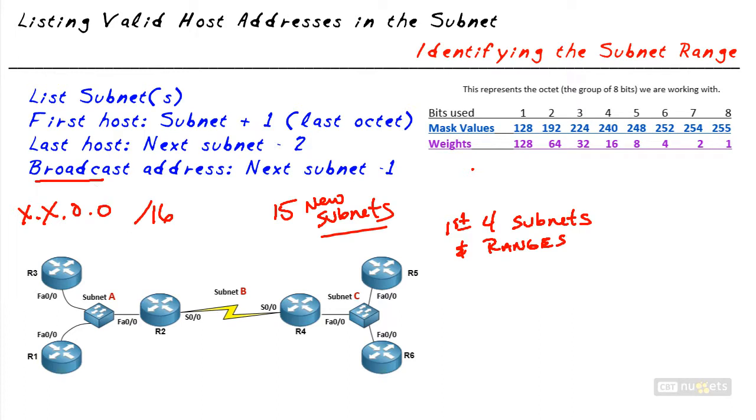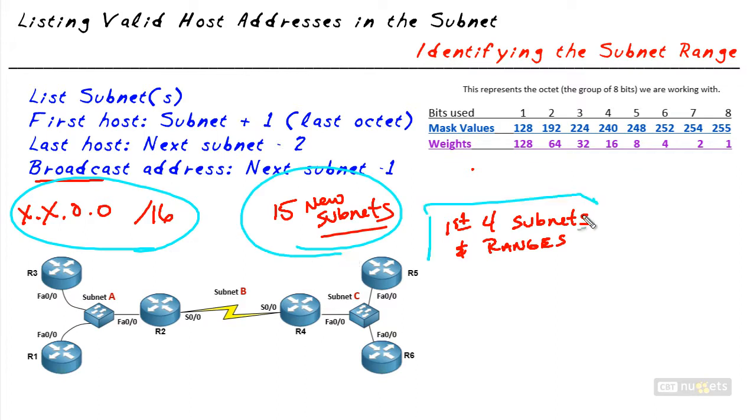So just to be clear, we're starting off with a /16. You need 15 new subnets. You're going to list the first 4 subnets and their ranges of valid hosts. Go ahead and pause me and do that right now.